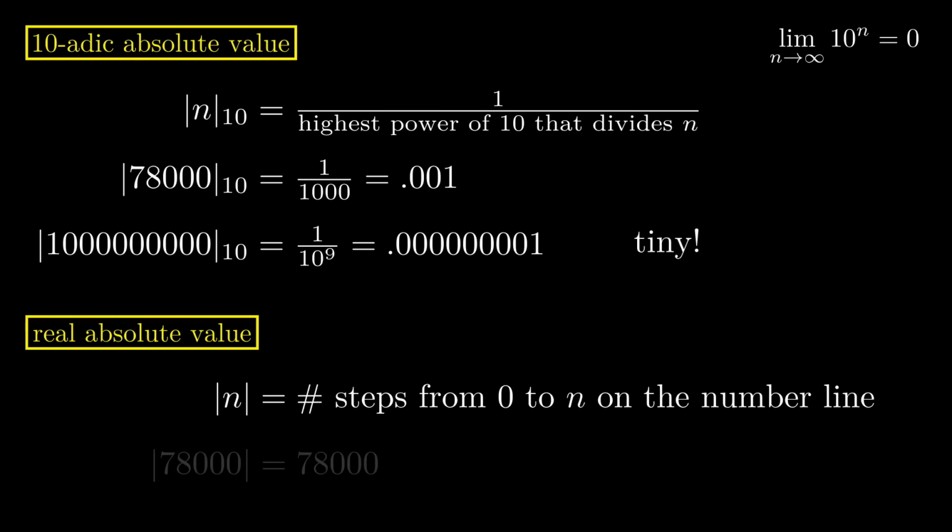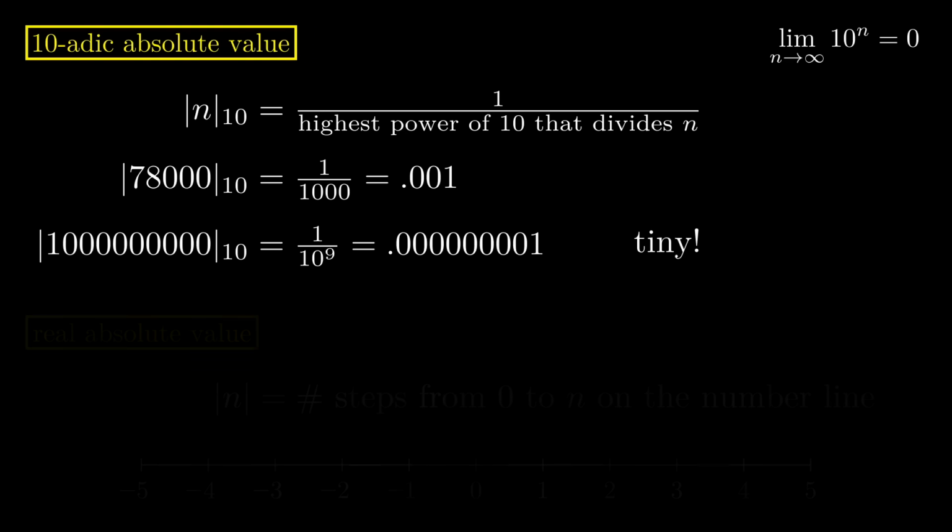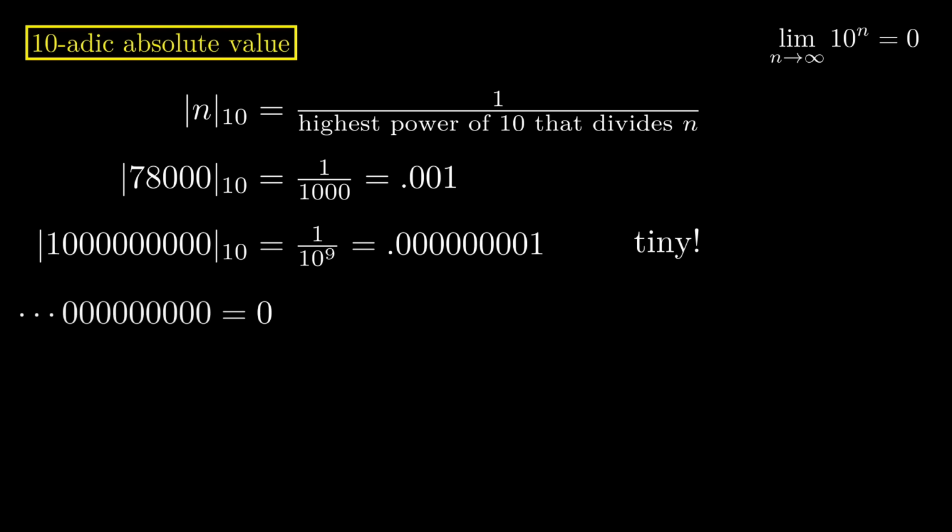The real absolute value nicely corresponds to distances on the number line, where two numbers are close when their first several digits are the same. But the p-adic absolute value has nothing to do with the number line. Under the p-adic absolute value, two numbers are close when their last several digits are the same. And by this metric, 1 billion and 0 are actually pretty close, because they agree to 9 digits.